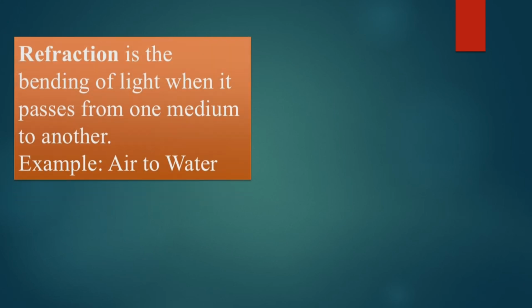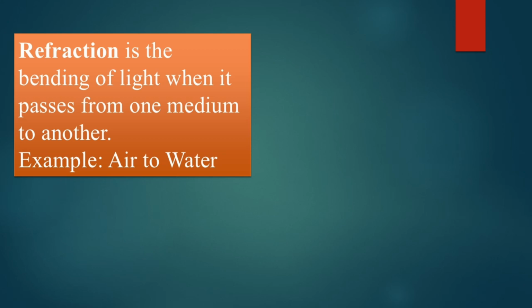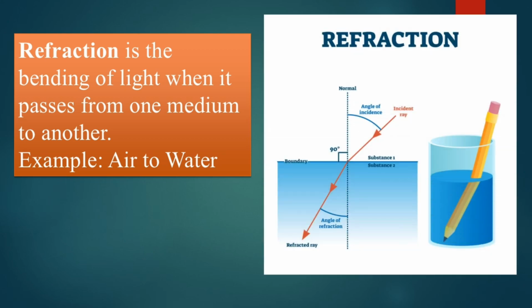Let's start with a really cool effect you have probably seen before. Imagine putting a pencil into a glass of water. It looks bent or broken, right? But it's not the pencil that bent, it's the light that's bending. This bending of light is called refraction. Refraction happens when light passes from one medium to another, like from air into water. Why does it bend? Because light changes speed as it moves through different materials.